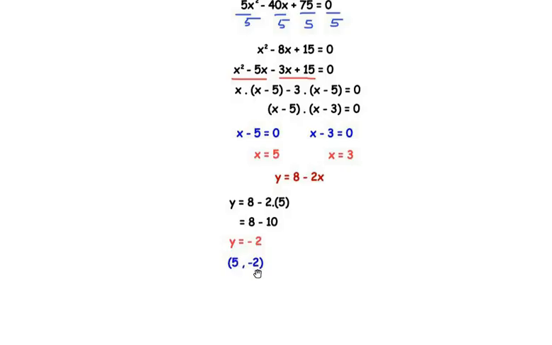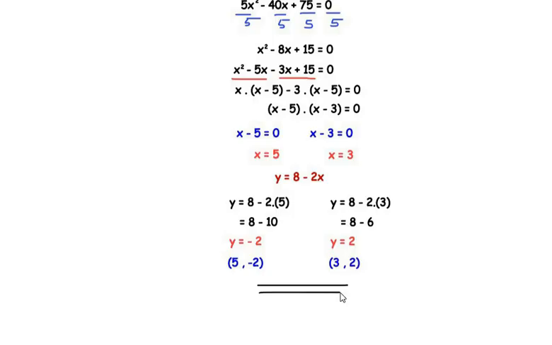Similarly, let us find out the value of y when x equal to 3. So y is equal to 8 minus 2 times 3. So we get 8 minus 6, giving us the value of y as 2. So the coordinates of the second point of intersection are 3, 2. So these are the coordinates of the 2 points of intersection between the line and the circle.